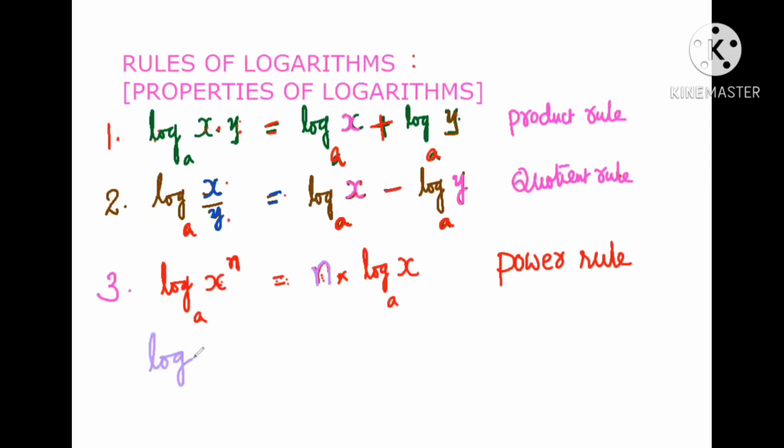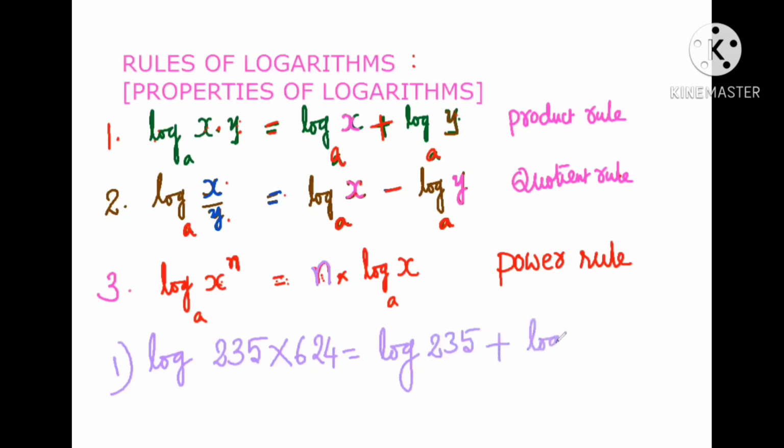Logarithm of first rule, logarithm of product of two numbers, logarithm of 235 into 624 can be written as logarithm of 235 plus logarithm of 624. If we want to find the product of these two numbers by using logarithms, we can find it easily. For that we use this formula. First one, logarithm of product of two numbers can be written as the sum of the individual logarithms.